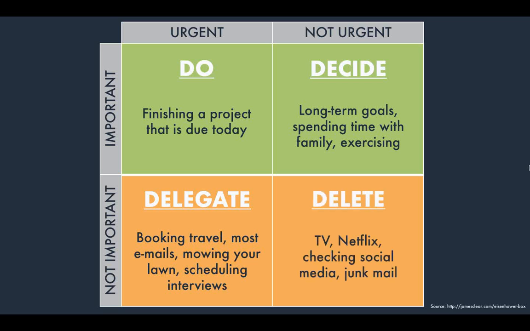Now, these are the items that, as we sort of showed earlier, we probably spend the bulk of our time on, and they're not important and they're not urgent. These are items that we should seek to delete from our lives as much as possible. So things like TV or Netflix or checking social media or junk mail and so forth. We need a little bit of this in our lives, but if we're spending 7, 8, 10 years of our lives on these things, it's kind of sad.